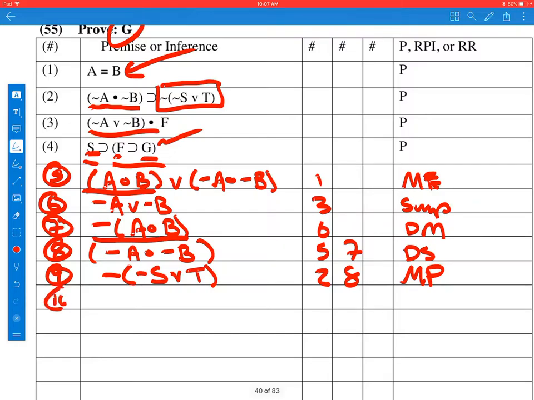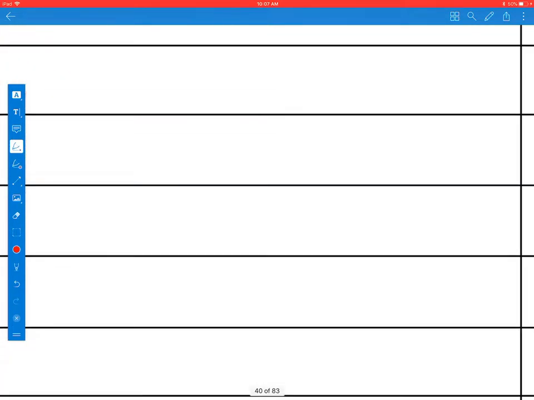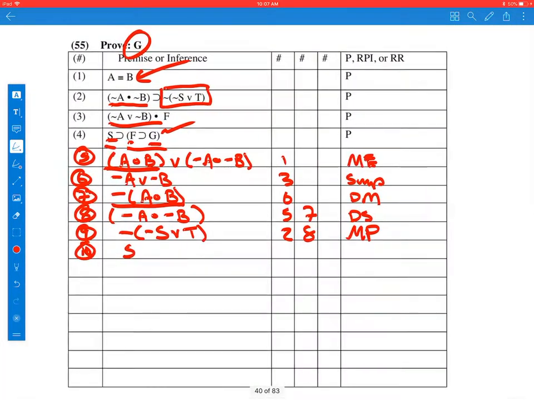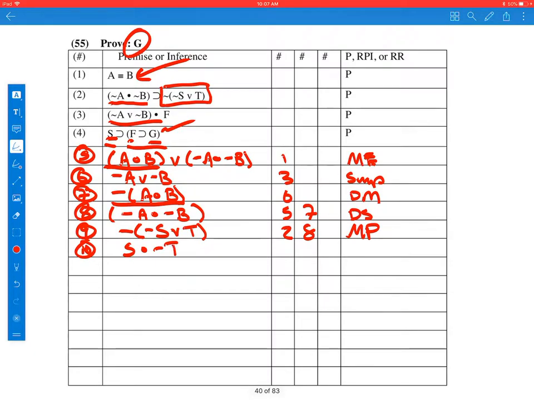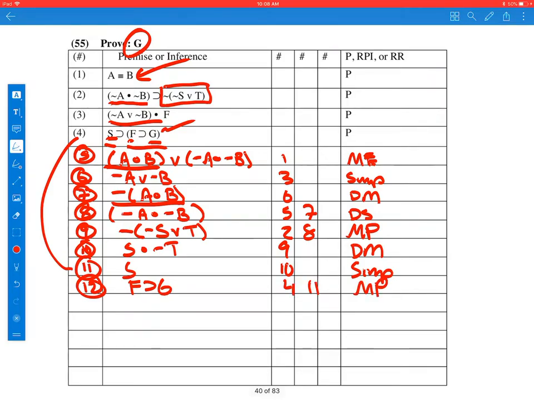Okay, remember we're after G, which means we need an S and an F. Let's tear 9 apart to get to the S. First step, do De Morgan's. Becomes S and not T from 9 by De Morgan's. And the S comes from 10 by simplification. So I can put that into 4 and get F then G. That was 4 and 11 modus ponens.